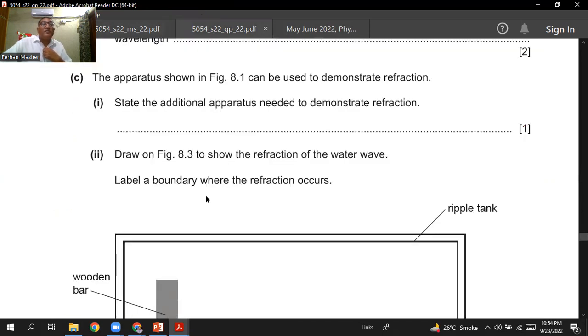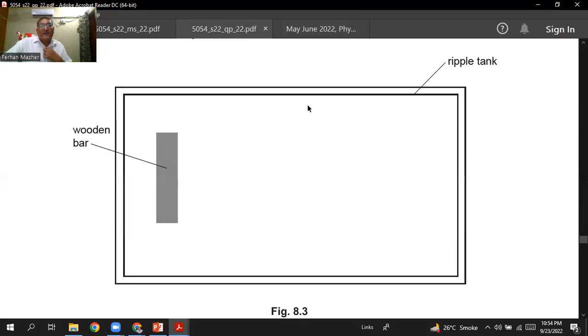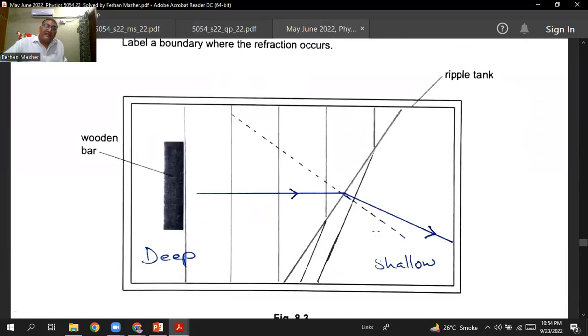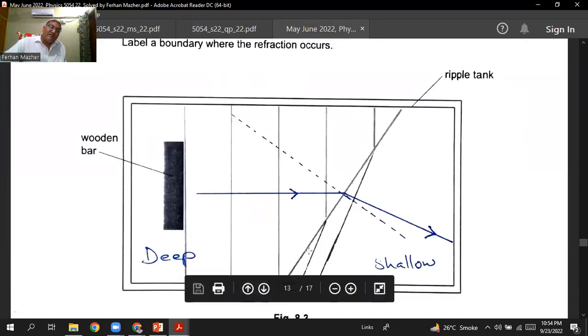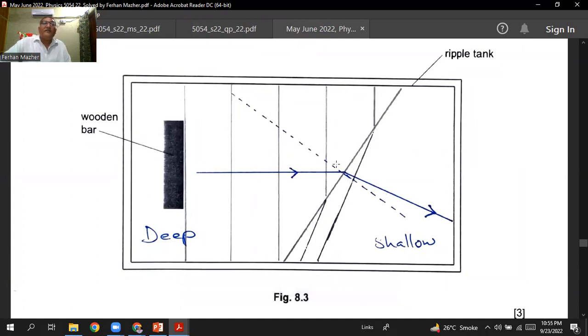He says, draw on figure 8.3 to show the refraction of the water waves. Label a boundary where the refraction occurs. For refraction to happen, the glass block must be placed in the water at an angle. So this blue line is basically that glass. The water here is shallow, the water here is deep. These blue lines show the water wave fronts, and they are going in this direction.